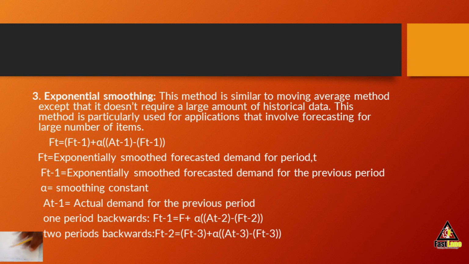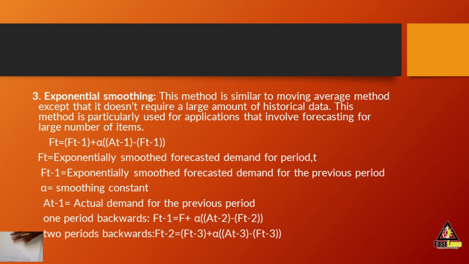Now we need to know, what does F_t mean? F_t is the exponentially smoothed forecasted demand for period t. Then F_{t-1} is the exponentially smoothed forecasted demand for the previous period, since it is t minus 1, meaning the previous period. Then alpha represents the smoothing constant, which is always given in the question. Then A_{t-1} is the actual demand for the previous period, since it carries this t minus 1. We have already seen F_{t-1}.